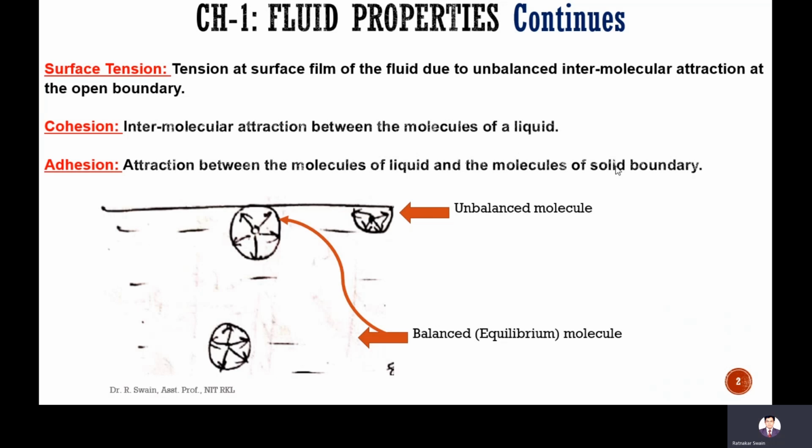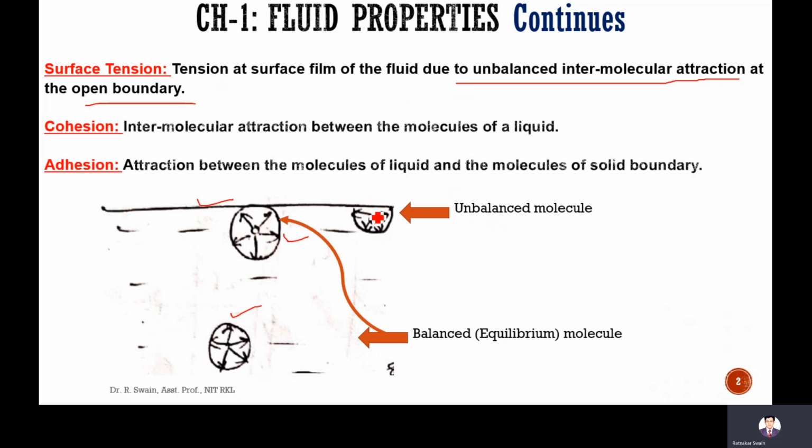This surface tension is nothing but the tension at the surface of the fluid due to unbalanced intermolecular attraction at the open boundary. Here if you see, these two molecules are inside. These molecules are in equilibrium or balanced condition because of the cohesive force by the intermolecular attraction of the neighboring molecules. It is attracted in all directions, so it is in equilibrium.